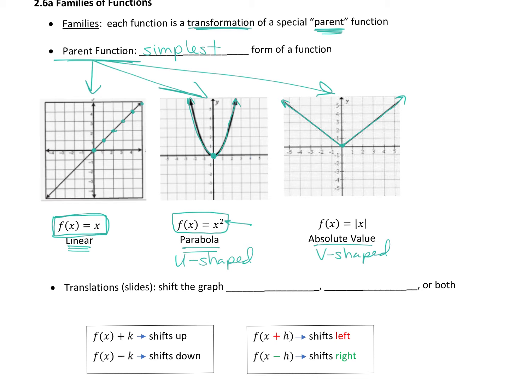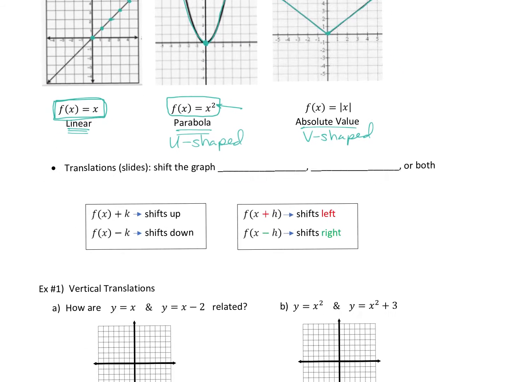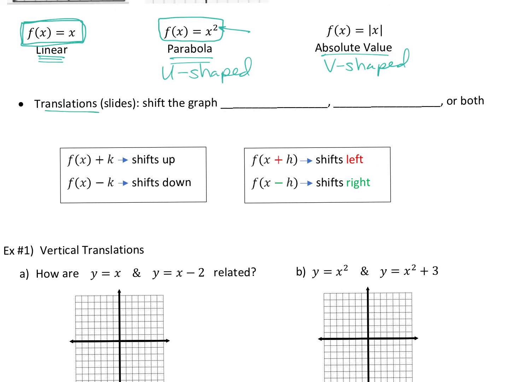When we do a transformation, the ones we're going to do today are translations, okay, slides to a new place. The different ways they can shift are vertically, horizontally, or a combination of the two, okay? So going up and down, going left and right, or combine both of them, go up and right, or go down and left, or down and right, okay?